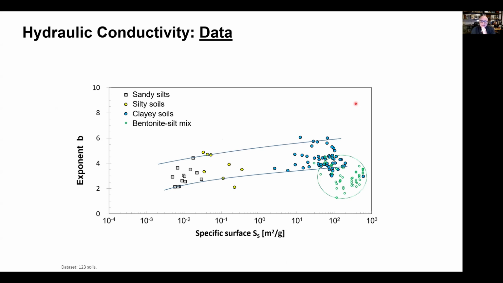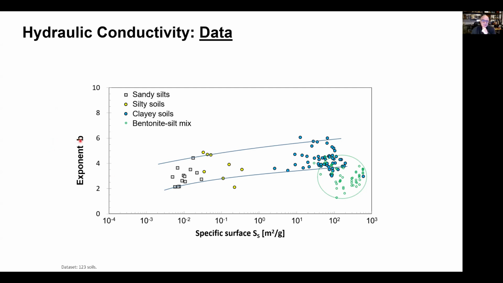And it appears that the exponent increases with the specific surface. So on the right-hand side, you're going to see the clays. On the left-hand side, we have the sands. And the exponent may vary between, let's say, 3 and 4 or 5. But really, there are lots of outliers in this trend. So we cannot really have a categorical conclusion. But the exponent determines the relationship between permeability and void ratio.